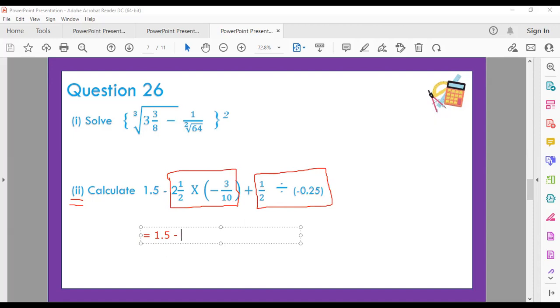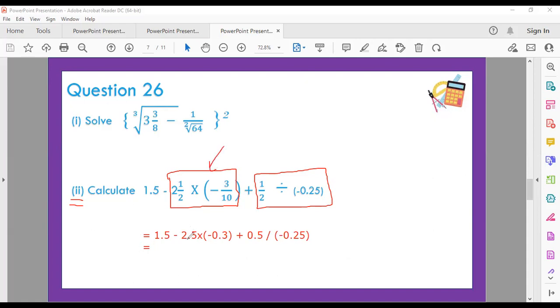So you must see now, I'm going to write it out for you. Minus 2.5 times negative 0.3. I'm just rewriting it. No more fraction, doing it in decimal. And then I'm going to plus it with half, which is 0.5. And that has to be divided by negative 0.25. And guys, press your calculator to get your answers. So now, you have to do this one first.